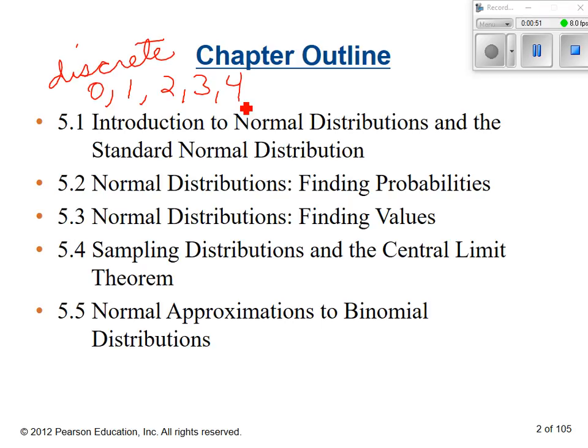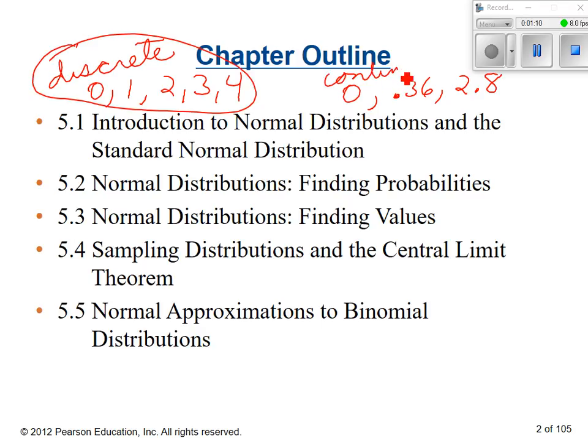So you could have 0, you could have 0.36, you could have 2.8. Those could be your variables, your x's. Well, all of chapter 4 dealt with the discrete part, and now this chapter is going to deal with the continuous part. So we're finding probabilities of those continuous random variables, and what that means is we're going to deal with the normal distributions, and probably Dalton can relate that back to what we did back in like chapter 2 and chapter 3.